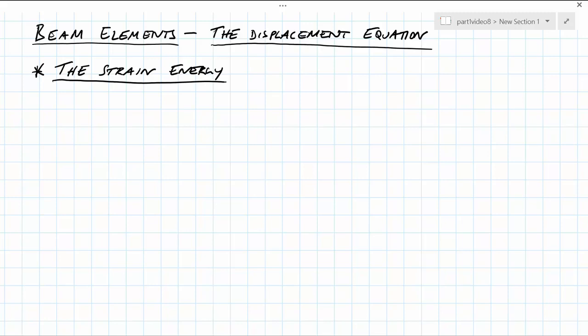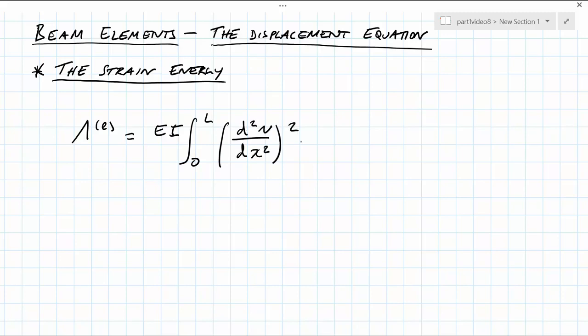Recall from our previous video that the strain energy for a beam is given by Λ_E equal to EI times the integral over the length of the element of the curvature, all squared, with respect to dx. Our first priority, before attempting to evaluate this integral, is to specify an appropriate form of V(x) via the finite element process.